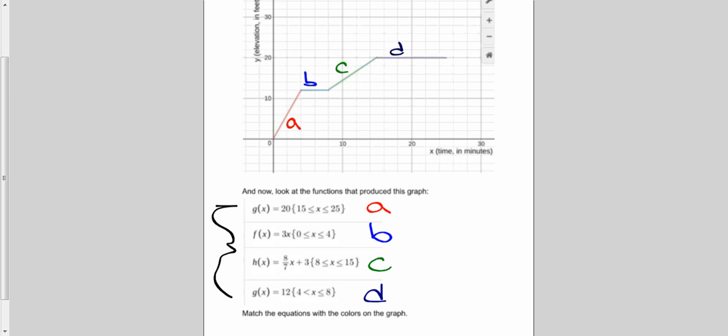Now, just so you know, those aren't the right answers. I want to see if you can match the equations to the parts on the graph. Okay? That is all.